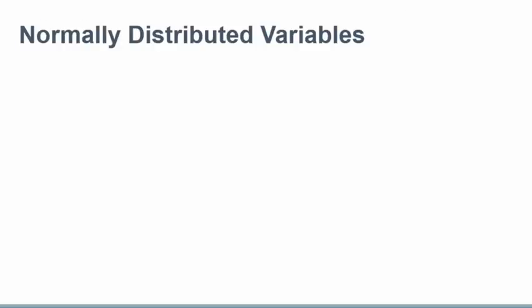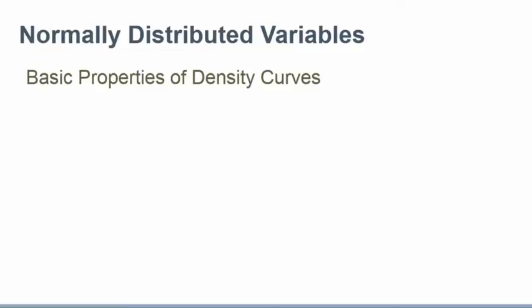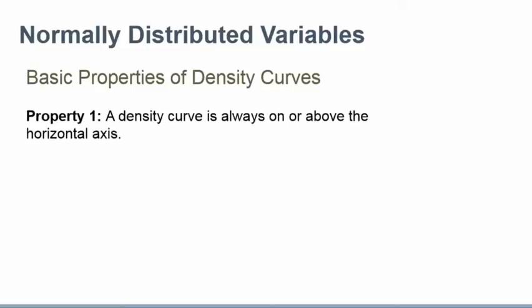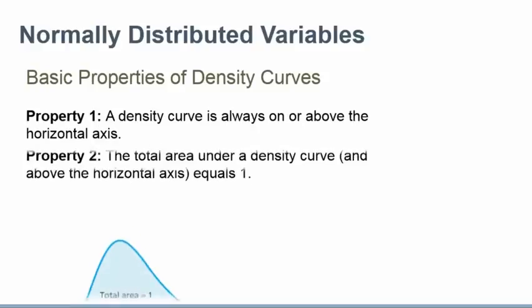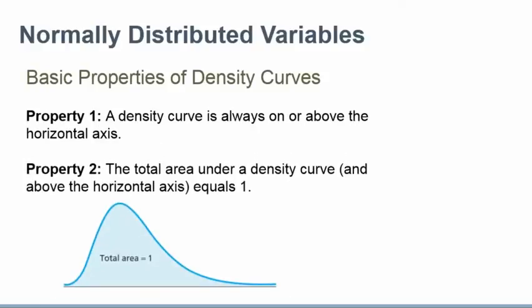Normally distributed variables. Basic properties of density curves. Property 1. A density curve is always on or above the horizontal axis. Property 2. The total area under a density curve and above the horizontal axis equals 1.